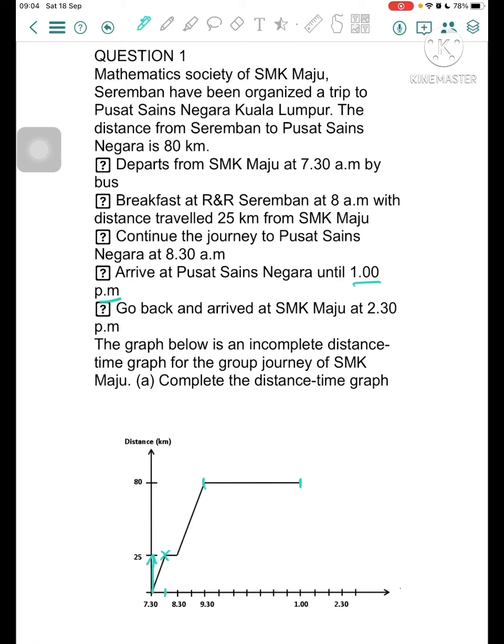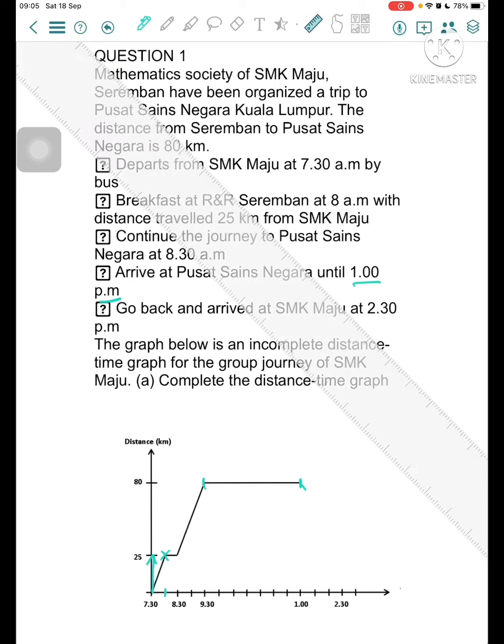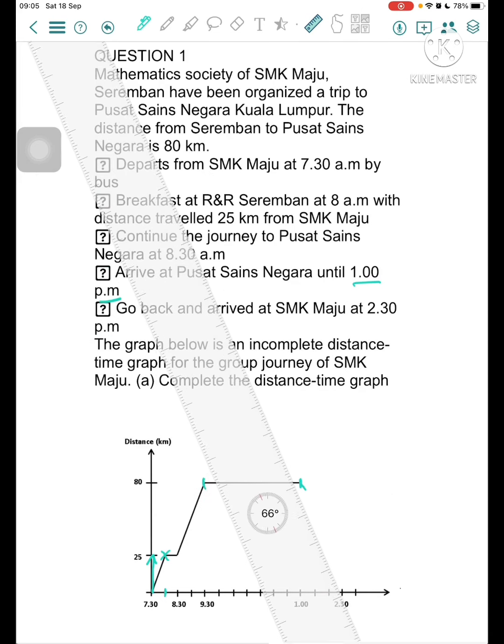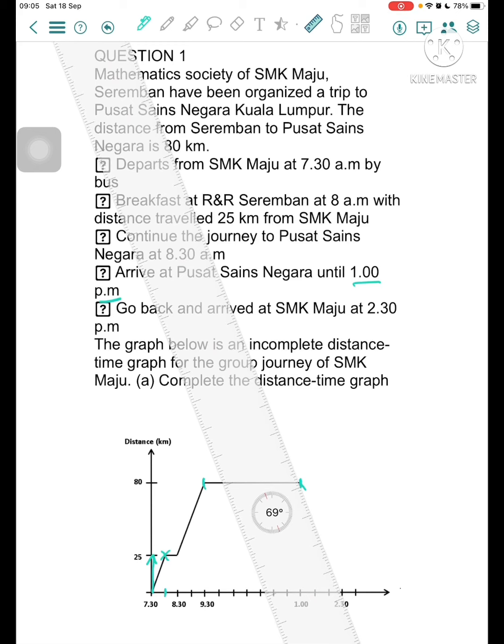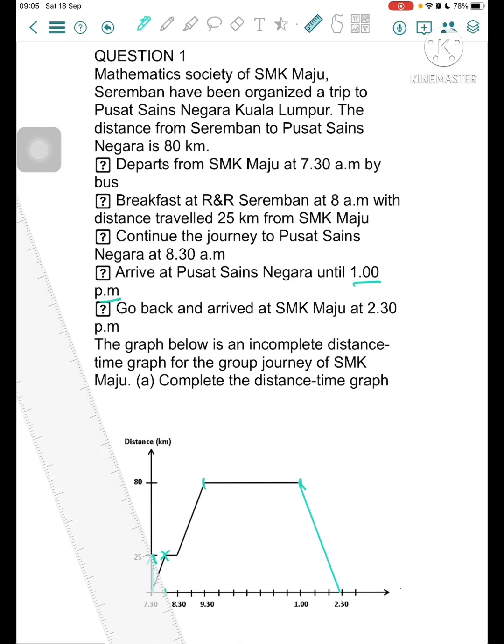Okay, the second to last point said arrive at Pusat Sains Negara until 1 p.m. So 1 p.m. here should be the time when they leave Pusat Sains Negara to SMK Maju. And then go back and arrive at SMK Maju at 2:30 p.m. So from here, just go to 2:30 p.m. And this is the complete distance time graph.